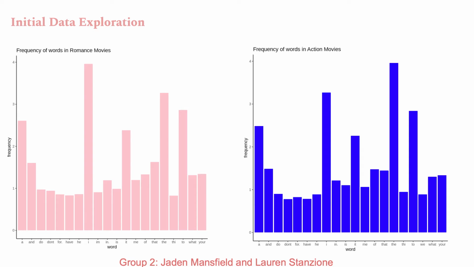So right now we have the initial data exploration. On the left we have the romance movies, on the right we have the action movies. What we did was we began by sorting out our data by grouping the top 20 most used words in both action and romance movies.